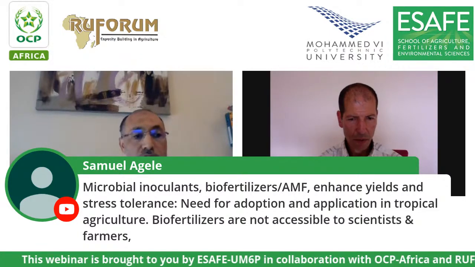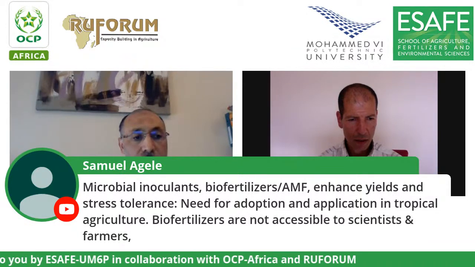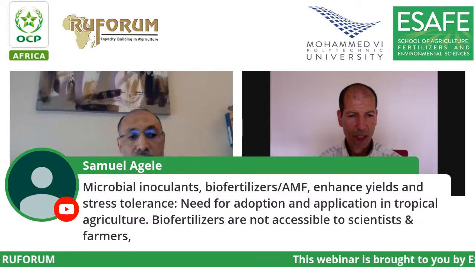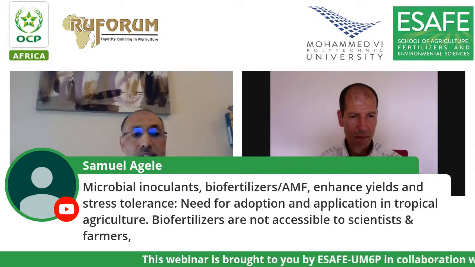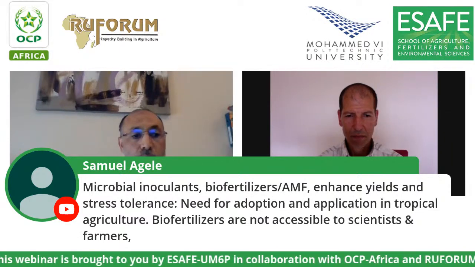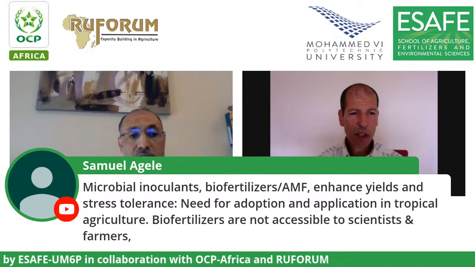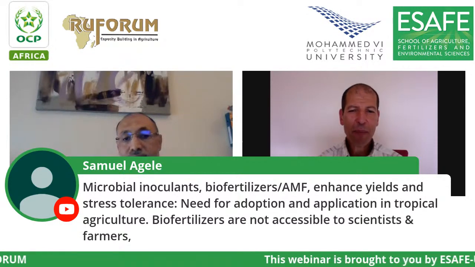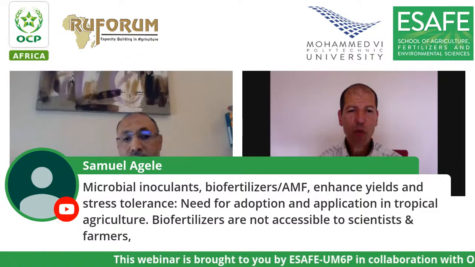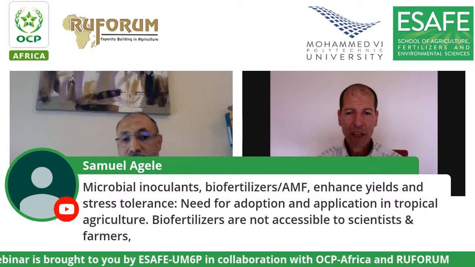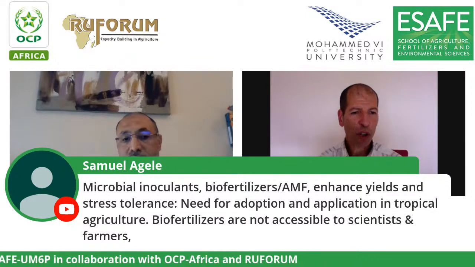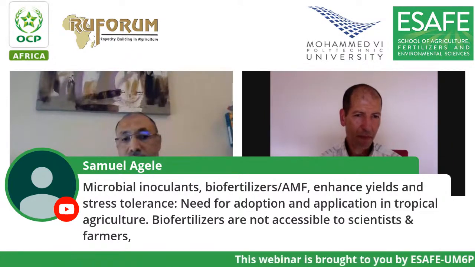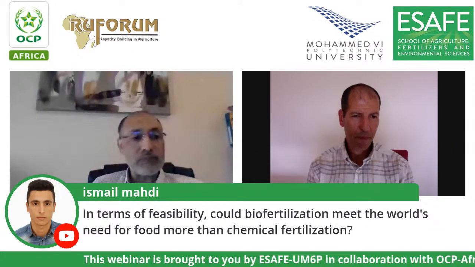So a question from Samuel Ajeli. Microbial inoculants, biofertilizer, AMF, enhanced yields, and stress tolerance. Need for adoption and application in tropical agriculture. Yes, I agree with you, Samuel. And we need to be patient, because time will come in which it will be democratized. I think many colleagues, many industries are working on that perspective, and it's just a matter of time. But it will come.